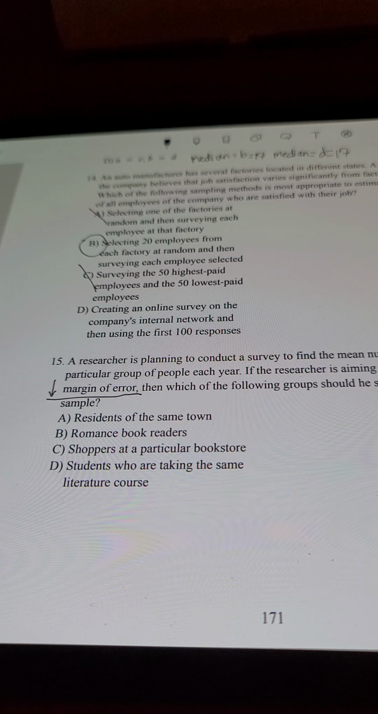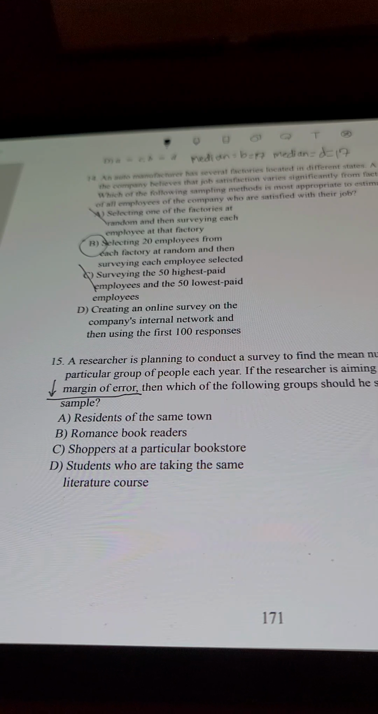So out of these options, the ones that are most likely to answer that question most similarly is going to be D, the students who are taking the same literature course, because they're literally taking the same course. So they're probably having a syllabus and a reading schedule and assignments that depend on a particular set of books that they have to read. So that's probably going to be the best answer here.